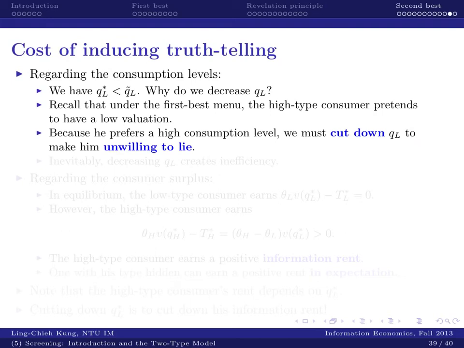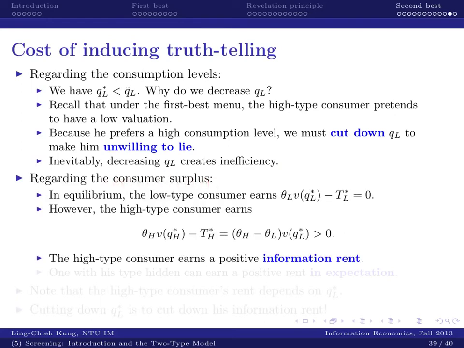because if we make QL even larger than the original situation, then it's even harder to discourage the high type consumer from telling the lie. But anyway, this is something we must do, and it will create inefficiency inevitably.